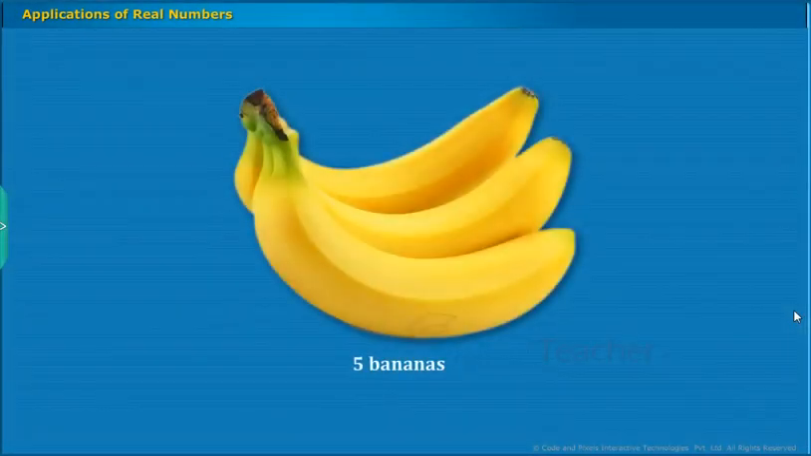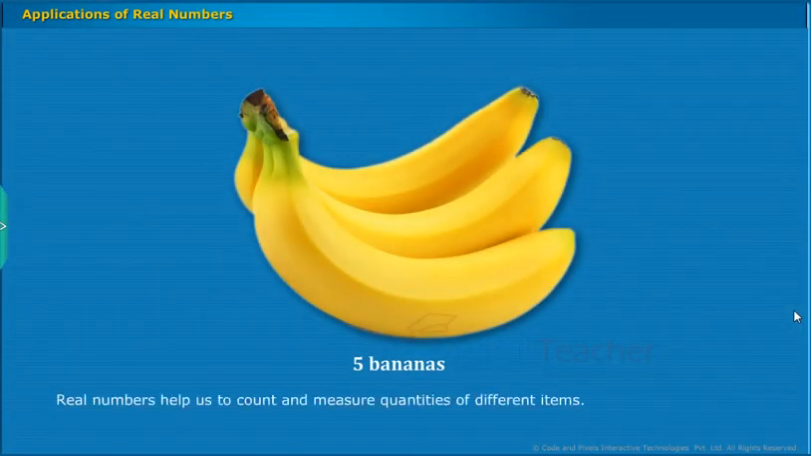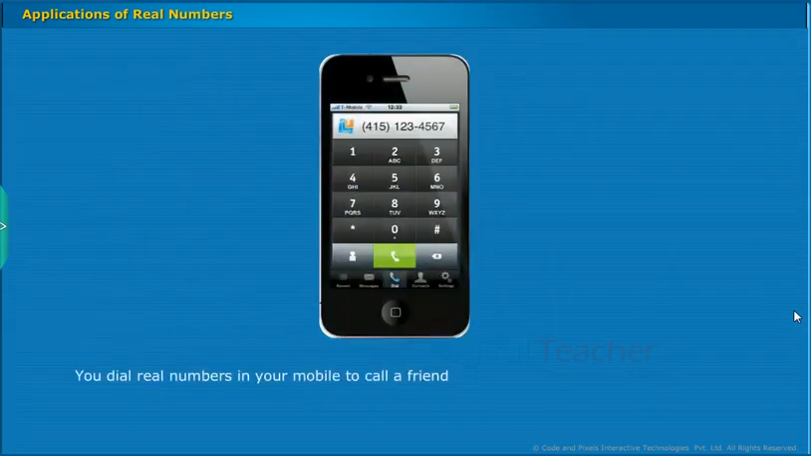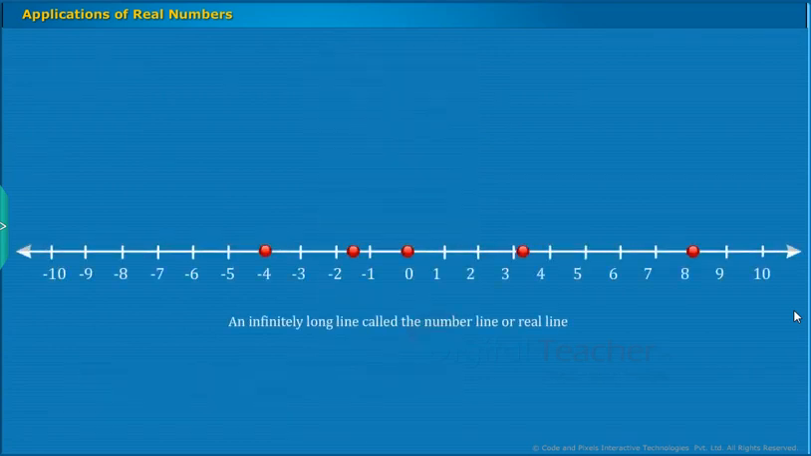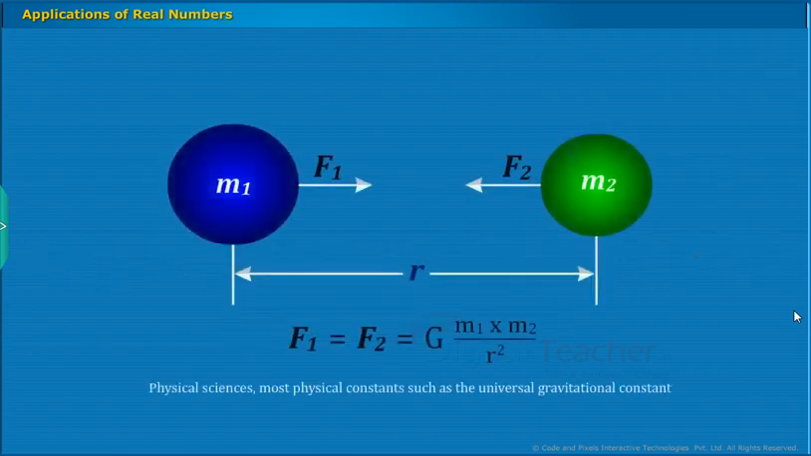Applications of real numbers. Real numbers help us to count and measure quantities of different items. You dial real numbers in your mobile phone to call a friend. Real numbers can be thought of as points on an infinitely long line called the number line or real line. In the physical sciences, most physical constants such as the universal gravitational constant and physical variables such as position, mass, speed, and electric charge are modeled using real numbers.